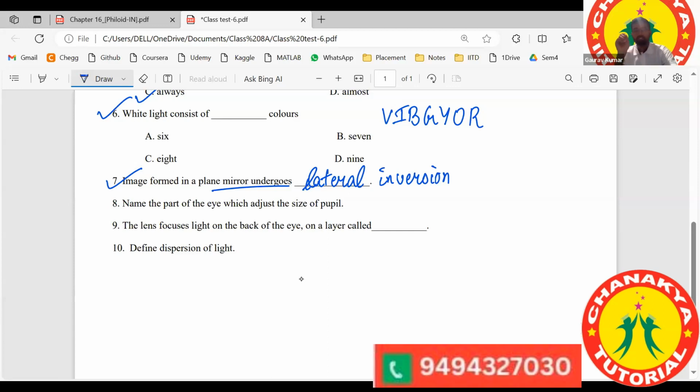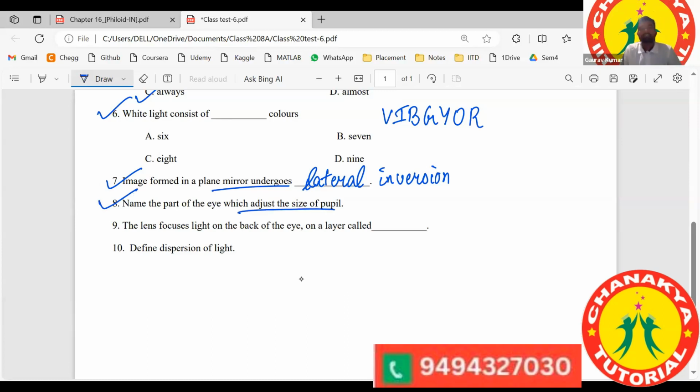Don't assume that the answers given on the Wise app are correct, especially in the fill in the blanks. MCQs are always correct. There may be one or two due to my mistake, but the fill in the blanks in the Wise app are case sensitive. So don't worry about it. I will see all your answer sheets. I will mark the correct answer as correct, and I will give full marks. Don't worry. Eighth question. Name the part of the eye which adjusts the size of the pupil.